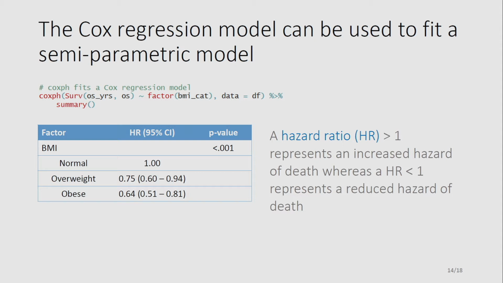If we print out a summary of our Cox regression model fit, we would get regression parameters. And if we exponentiate those, we end up with a hazard ratio. And when you're dealing with a categorical variable like BMI, you have to have a reference group.